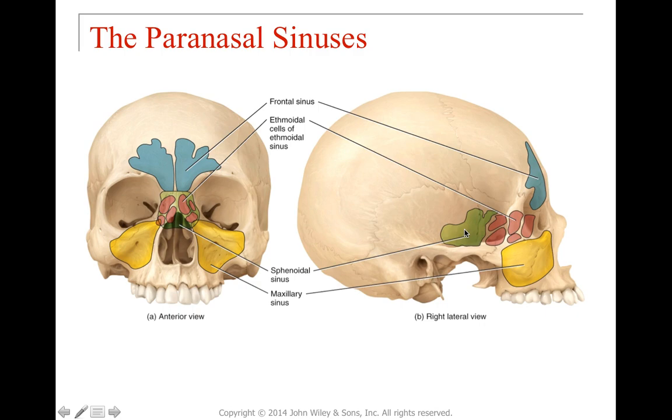Again, the sphenoid sinus is a little bit further back, so this looks like it's overlapping if you're looking at it from the front view, but if you look at it from the side view, you can see they're actually 3-dimensionally separate. So here's the sphenoidal sinus, and the ethmoidal sinus, frontal sinus, and the maxillary sinus. So 4 different sinus cavities.